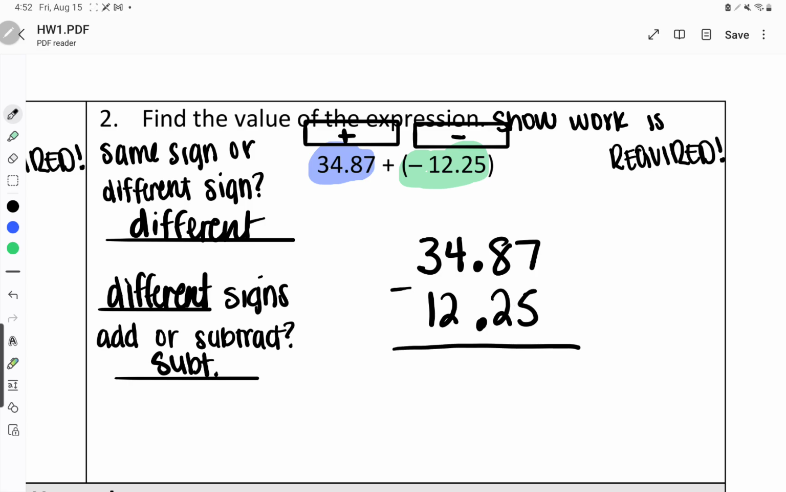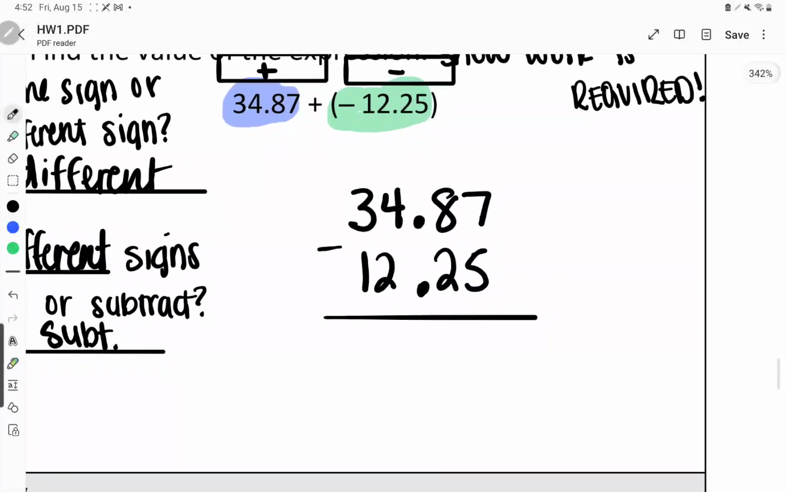We'll subtract now. Okay, so we have 7 minus 5. 7 minus 5 gives me 2. And then I have 8 minus 2, and 8 minus 2 gives me 6. I'm going to plop that decimal down. And then I have 4 minus 2. 4 minus 2 gives me 2. And then I have 3 minus 1, and 3 minus 1 gives me 2. Oops, 2.